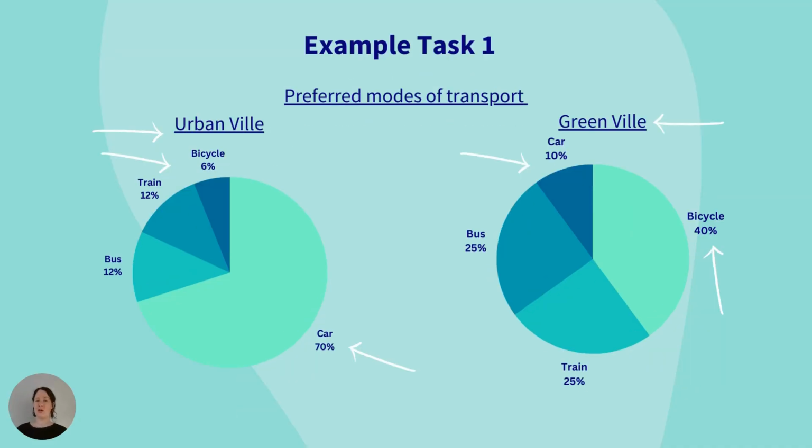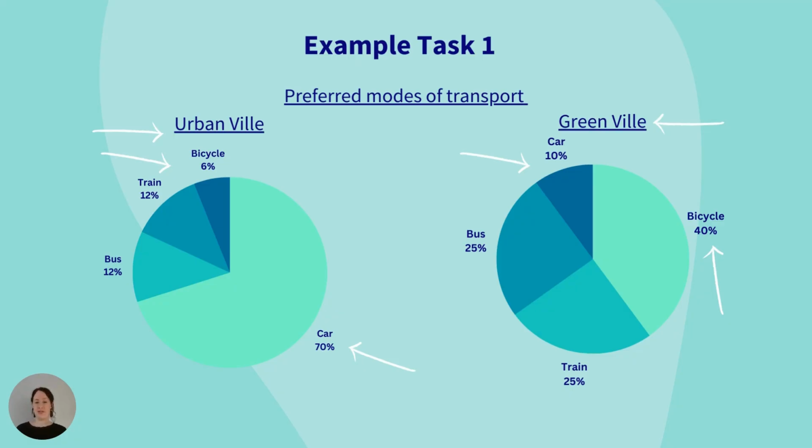Now, let's take a closer look at the pie charts for today. As we know, we are going to be summarising the information shown in these pie charts. Here you can see I've highlighted some key information. We can see that the pie chart on the left is for Urbanville, and the pie chart on the right is for Greenville.